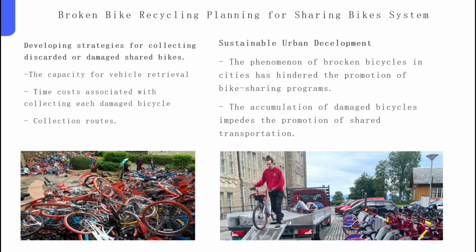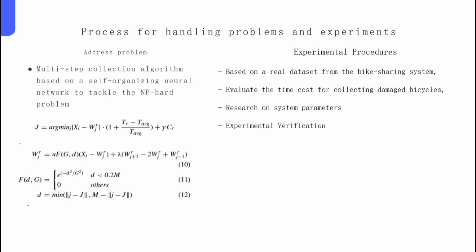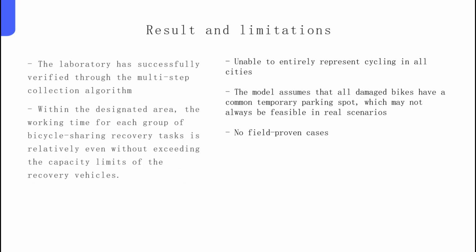The second paper discusses optimizing damaged bicycle collection routes. It is also an NP-hard problem. It aims to minimize the labor hours cost through a double-layer contrastive learning network while incorporating a penalty coefficient for high time cost routes. However, this study has its limitations, such as relying on a single data source for training and verification. The experiment design assumes that each damaged bicycle is parked in a fixed parking space.